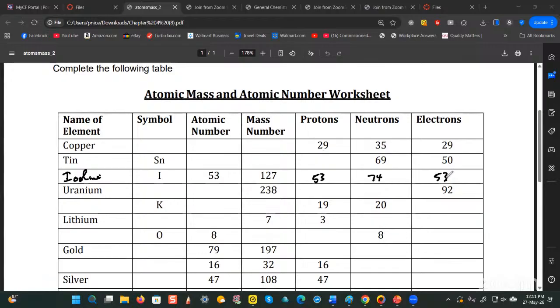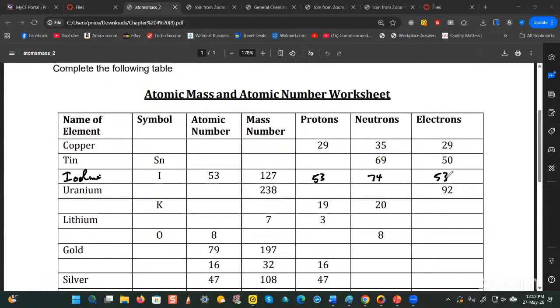What's the formula to find the neutrons? That's going to be the difference between the mass number and the atomic number. The difference between the mass number and the atomic number will give you the number of neutrons. You said atomic number is what equals the number of protons? Right. By definition, the atomic number is the same thing as the number of protons.